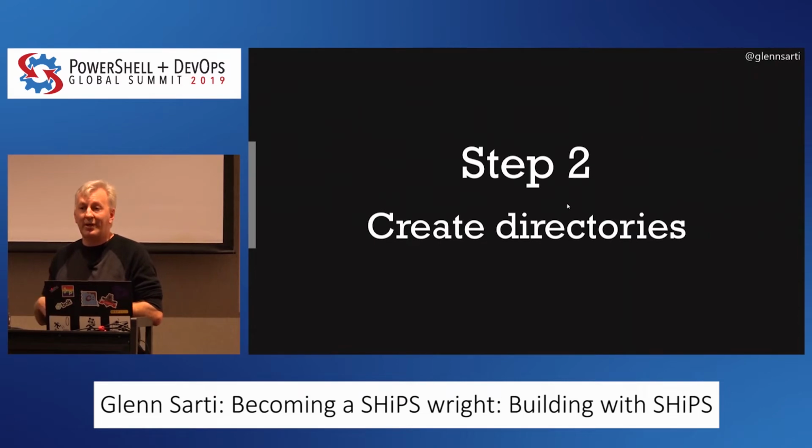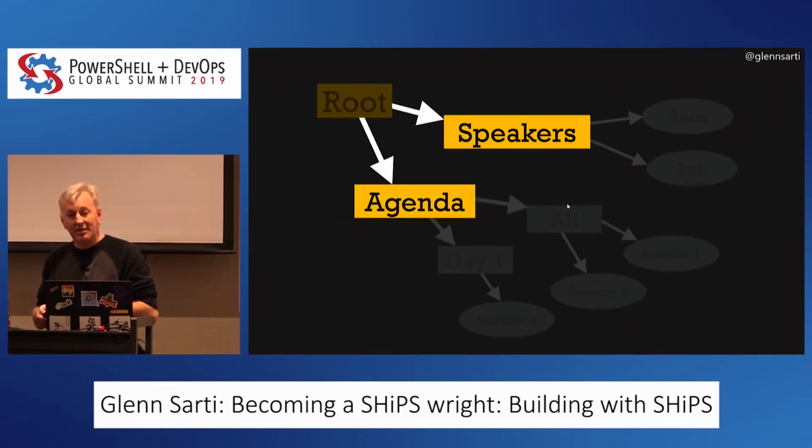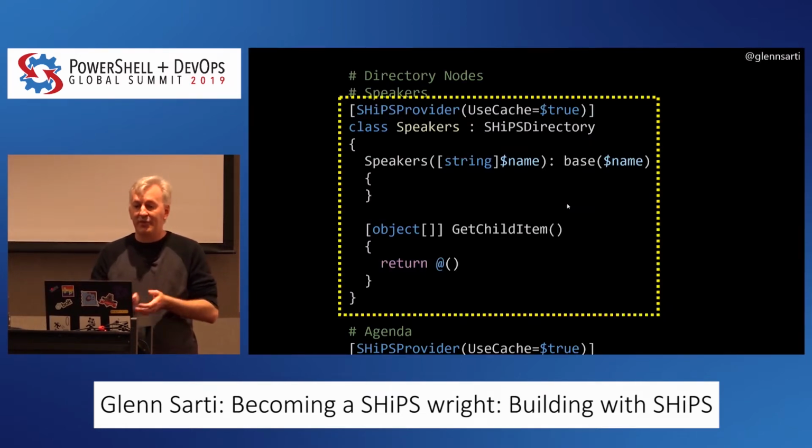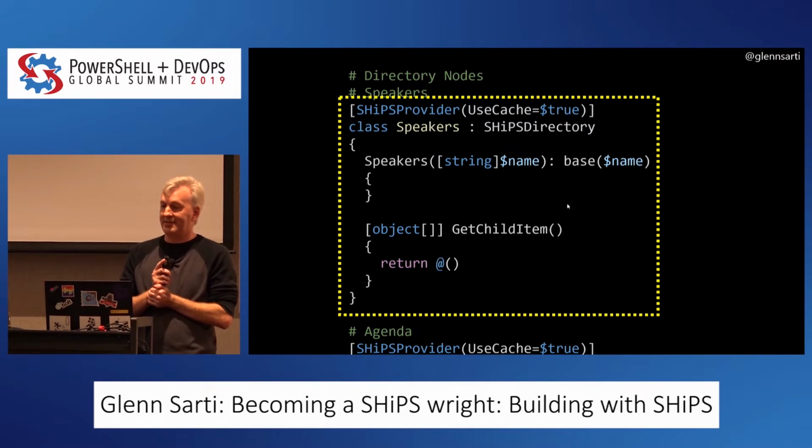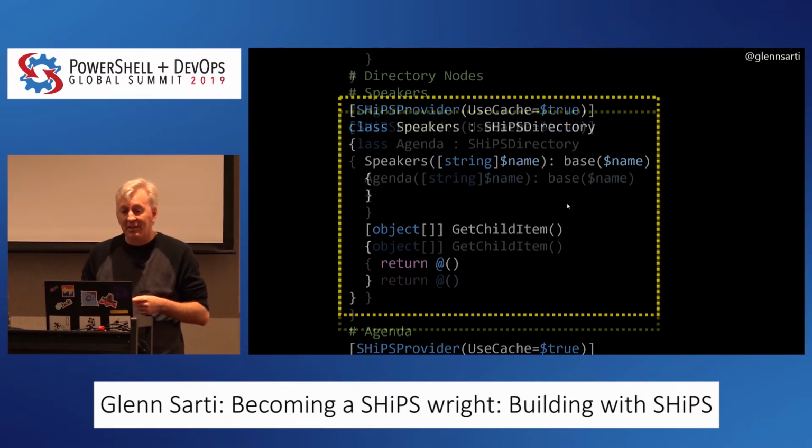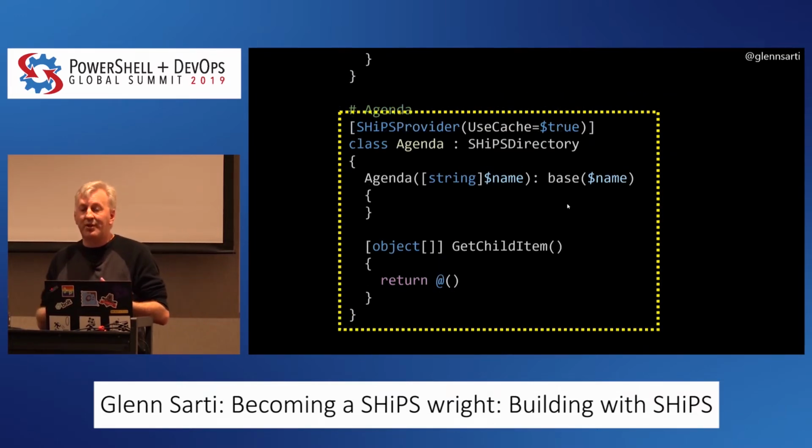So next thing we're going to do is create our directories. So we're going to create the speakers and the agenda directories first. So first we have a basic directory called speakers. Remember the constructor must always call base with a name and then an empty child list and GetChildItem. And then we have a similar directory called agenda. Same again, empty constructor and an empty GetChildItem.